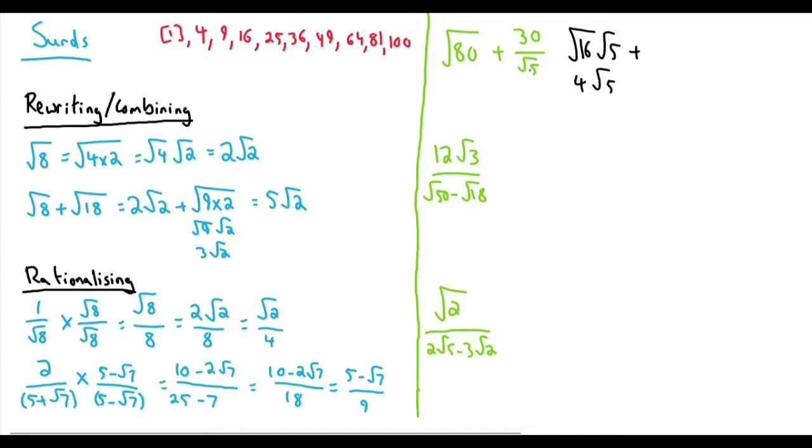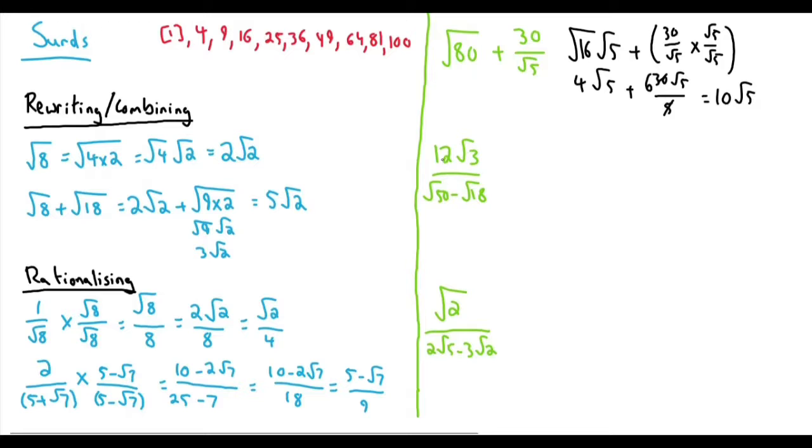Now, as for this second term here, obviously we're going to want to rationalise the denominator. So if we think of this as 30 over root 5 times root 5 over root 5, that's going to get us on the top 30 root 5, and on the bottom root 5 times root 5 is just going to be 5. 30 is going to cancel with the 5, just to leave us with 6 here. So we have 4 root 5, add 6 root 5, together making 10 root 5.